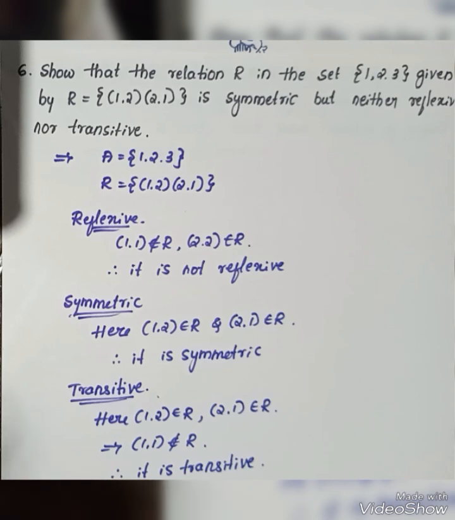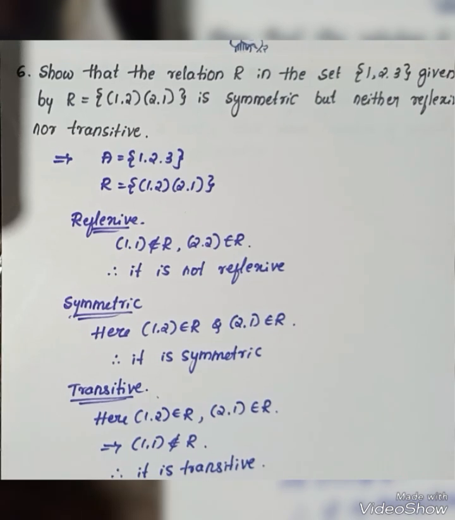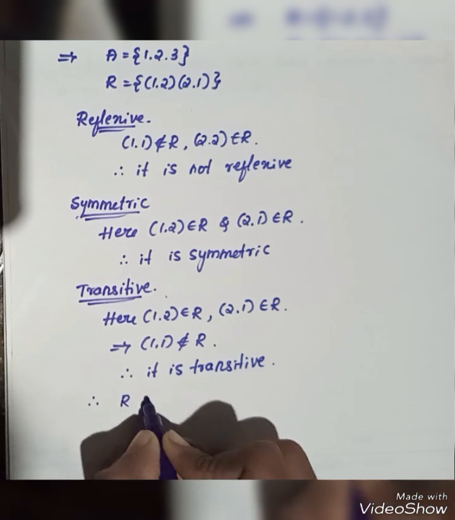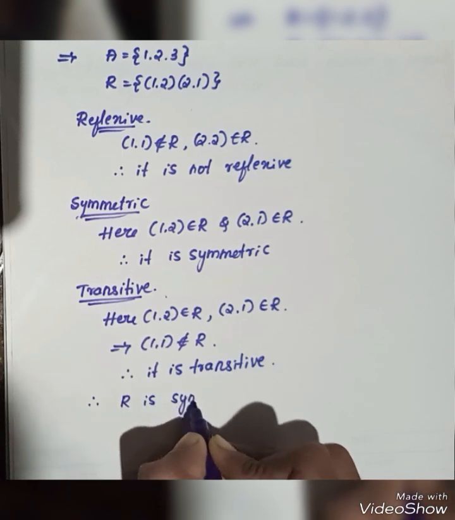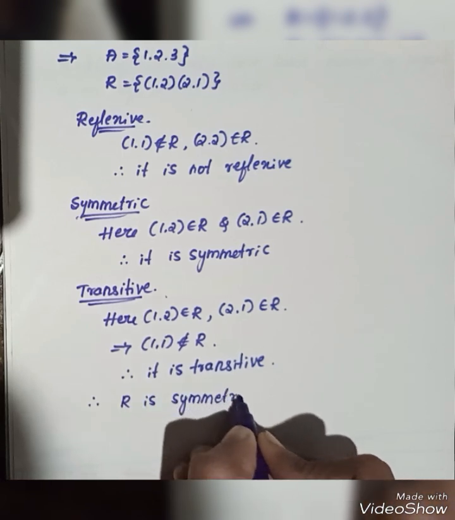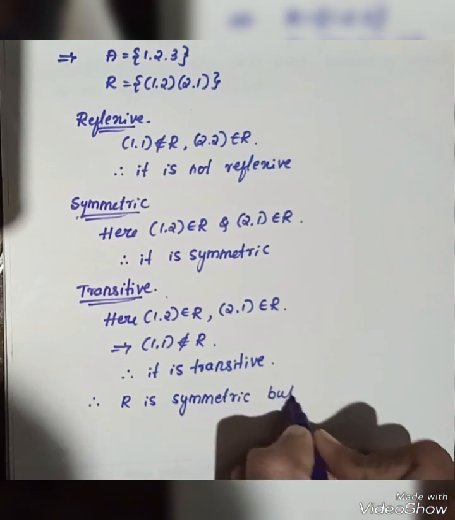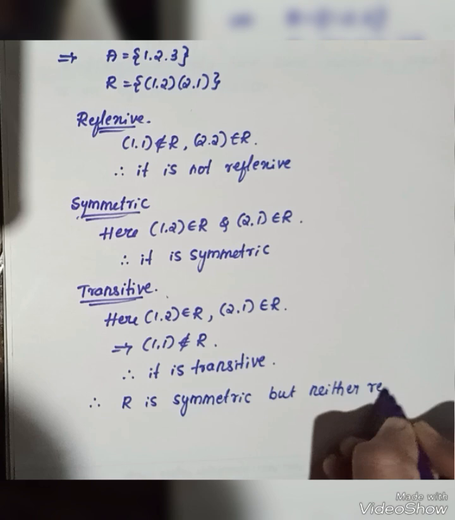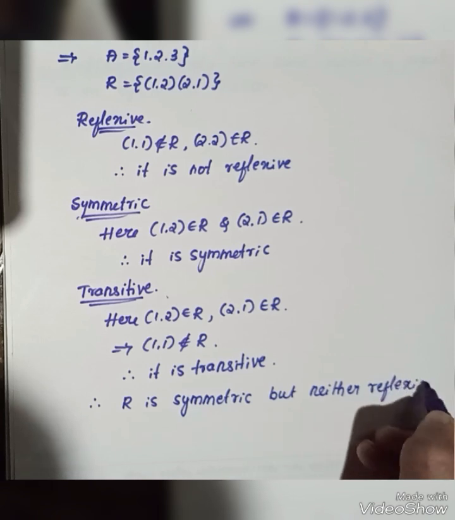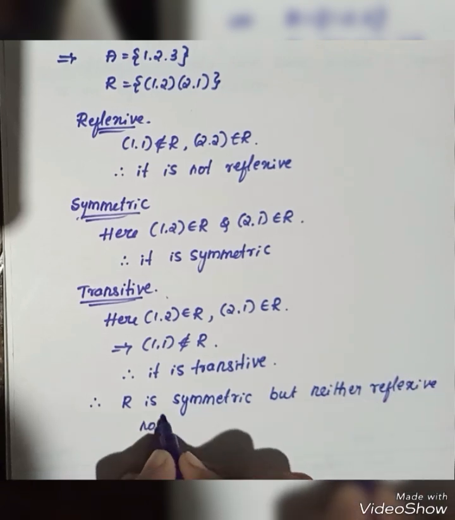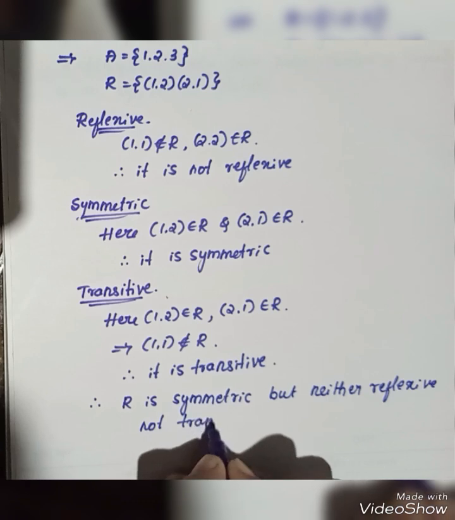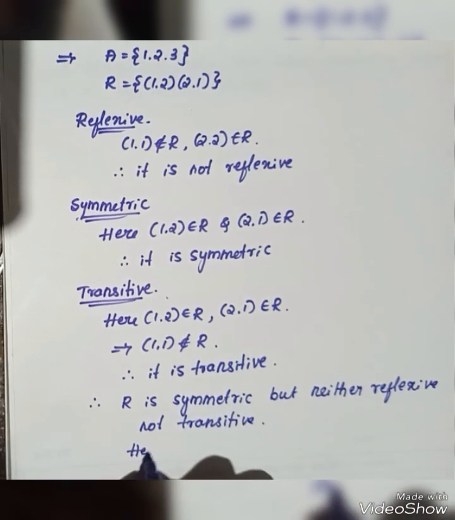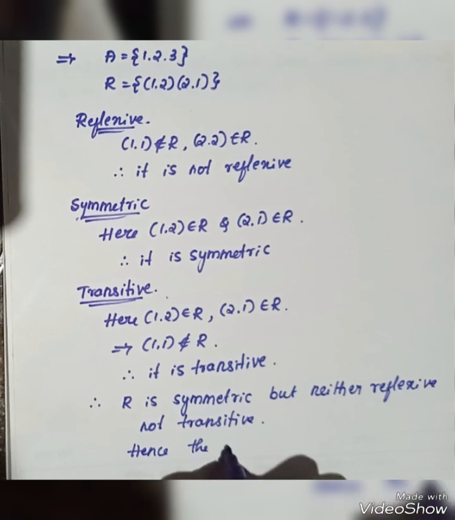We showed that. Therefore, R is symmetric but neither reflexive nor transitive. Hence the proof.